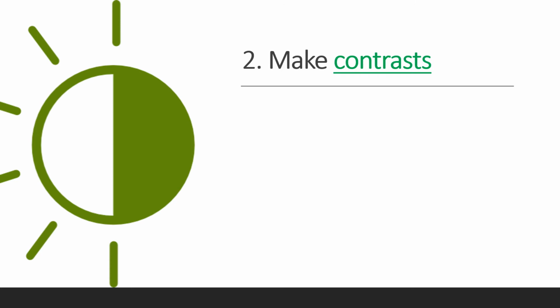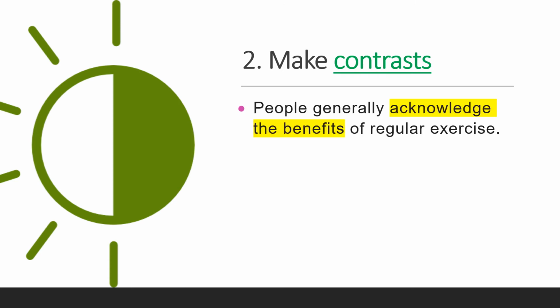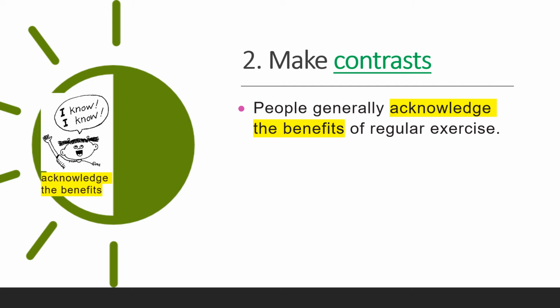Let's take a look at a pair of sentences as example. Sentence 1. People generally acknowledge the benefits of regular exercise. It shows that people know and agree with the idea that regular exercise is good for you. So normally when you read the idea in sentence 1, you would expect when people acknowledge the benefits, they should do more regular exercise, right?